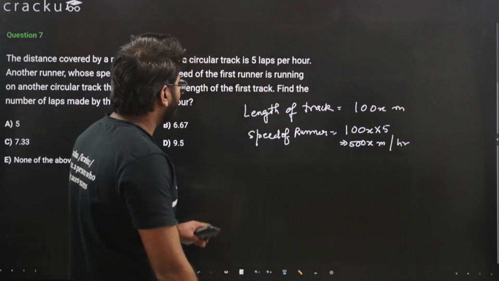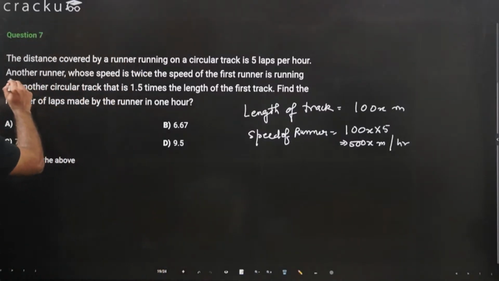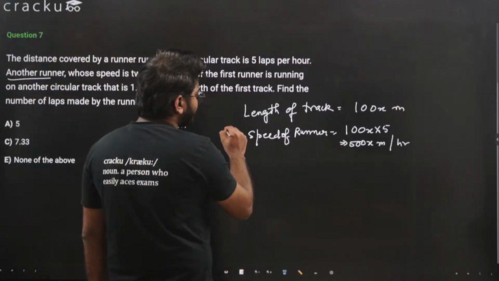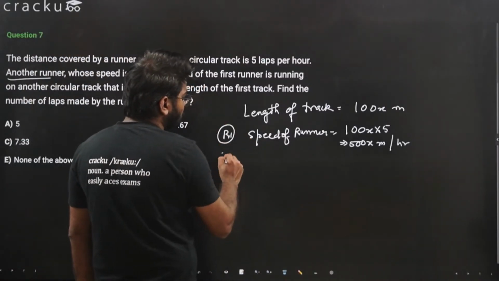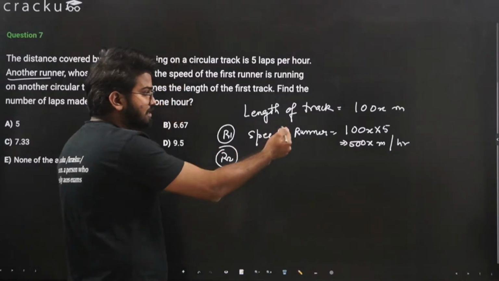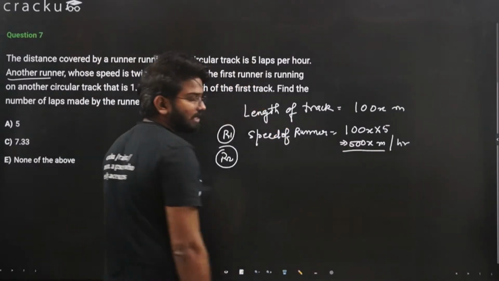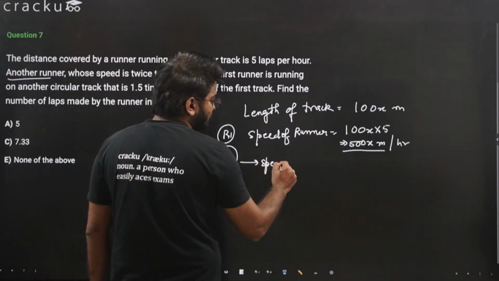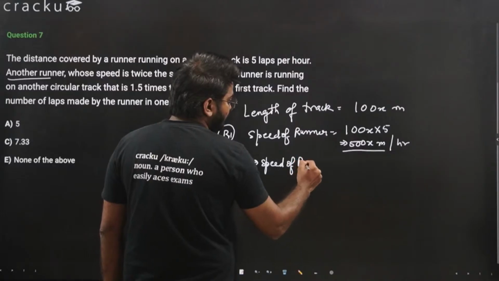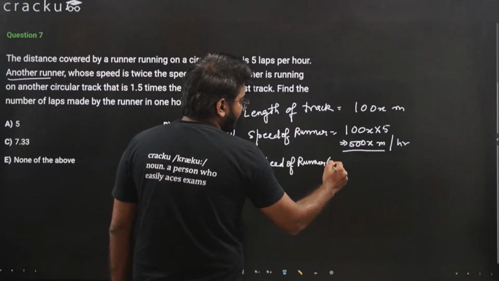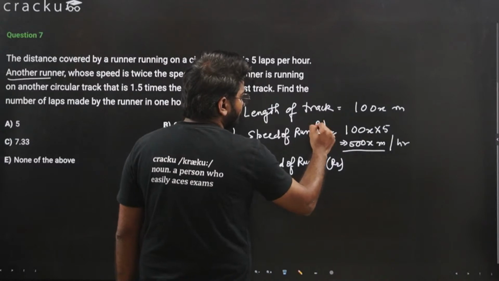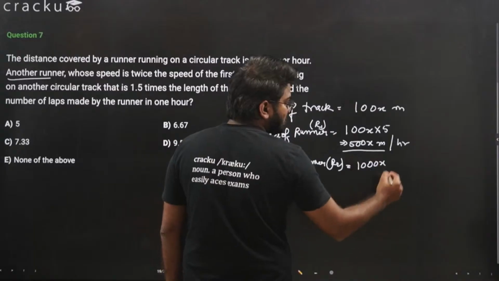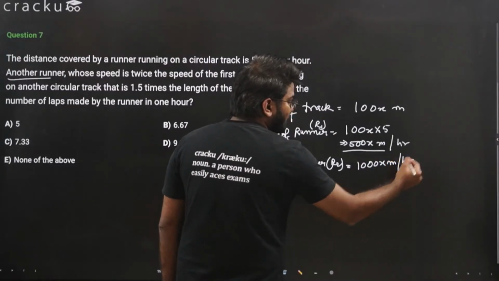Okay. Now, another runner whose speed is twice the speed of the first runner. So let's say this is runner 1. Runner 2's speed is twice of the speed of the first runner. First runner is running 500x meter per hour. So runner 2 is running, this is R2, this is R1, this will be twice of this. That is 1000x meter per hour.